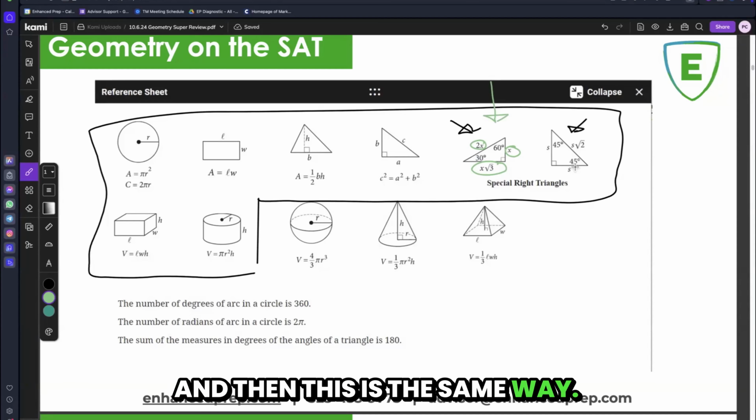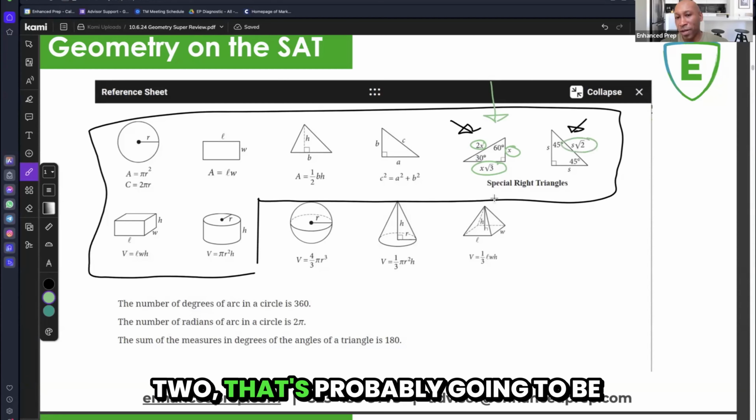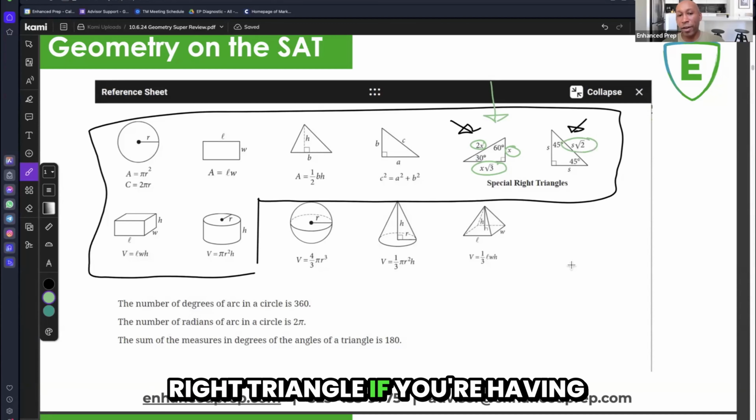And then this is the same way. If you see a square root of 2, that's probably going to be something that relates to a special right triangle if you're having triangle questions.